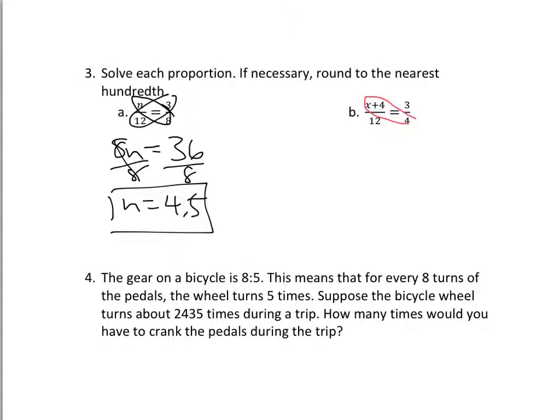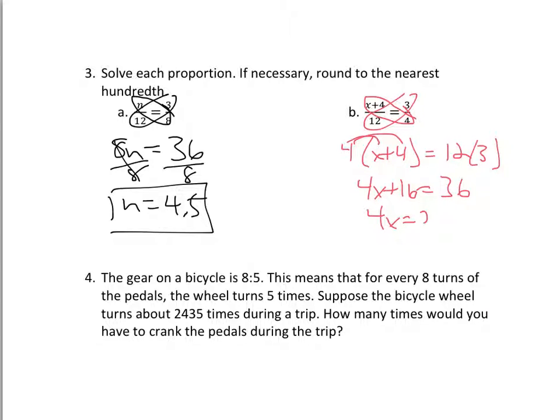Now in B, we get a little bit more complicated. It's easier to write it out completely. So 4 times (x plus 4) equals 12 times 3. The reason I wrote it out like that is because we don't want to just multiply the x times 4. We have to distribute that 4 into both. So we've got 4x plus 16 equals 36. So 4x equals 20, when you subtract 16 from both sides, and divide both sides by 4, to get x equals 5.